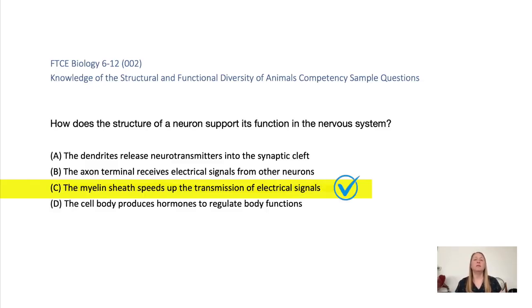The myelin sheath is a fatty layer that covers the axon of some neurons. It functions to speed up the transmission of electrical signals along the neuron. The dendrites receive signals, and the axon terminal releases neurotransmitters. The cell body does not produce hormones. That is a function of glands in the endocrine system.